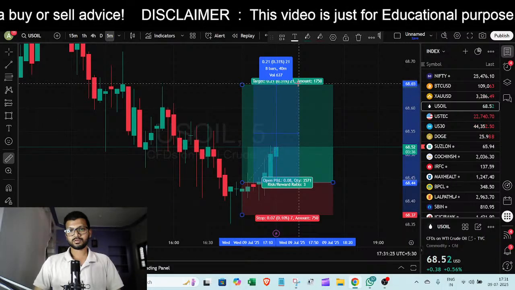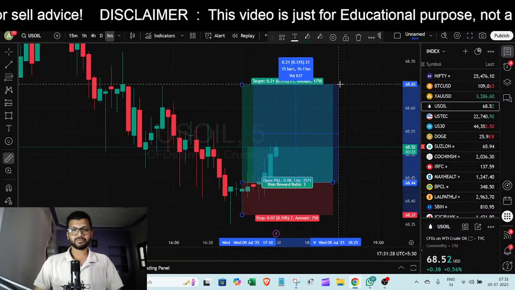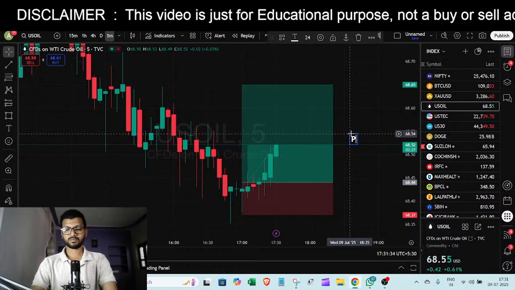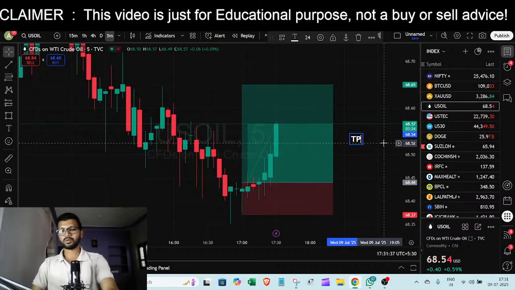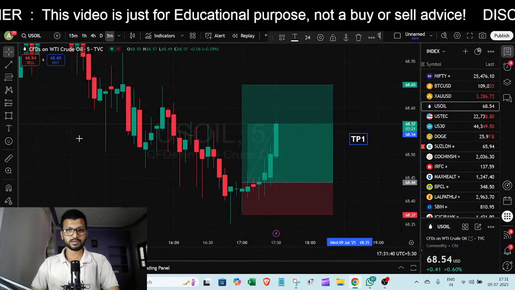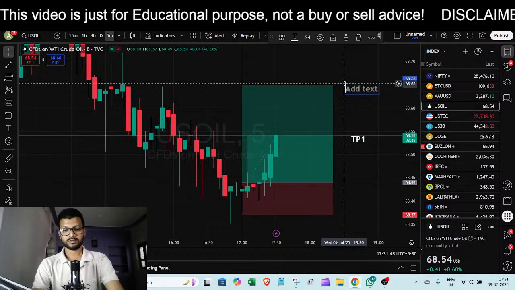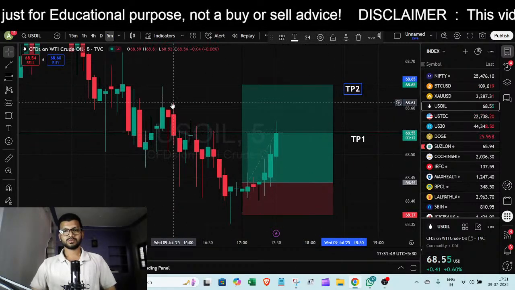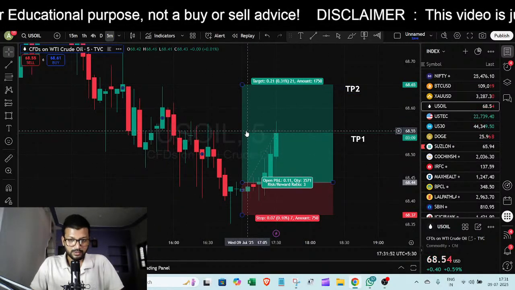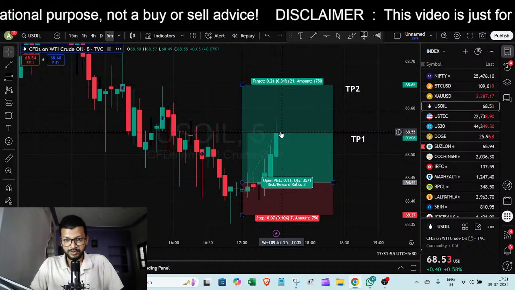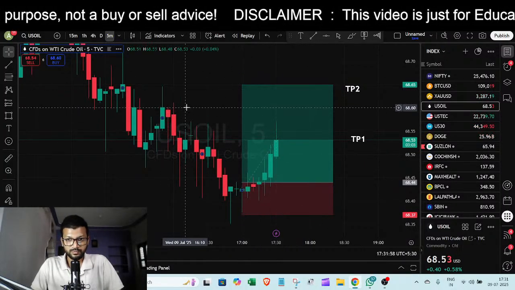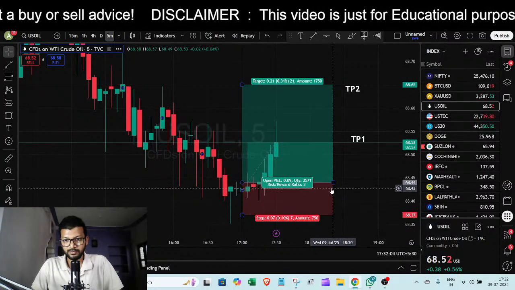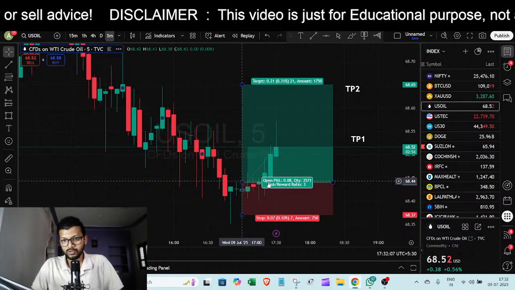So almost US oil is near to our first TP. Okay, what a spike. You can now trail your SL to cost. So almost half target achieved. You can book your profits, or you can trail it to TP2. If you want to trail it to TP2, you can trail your SL from this point to cost.